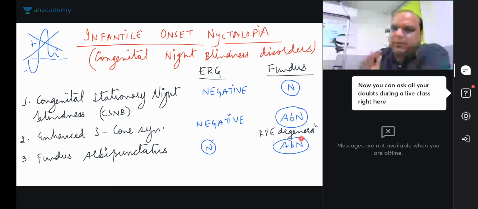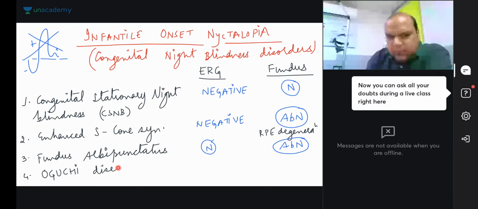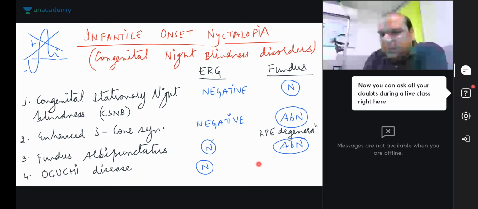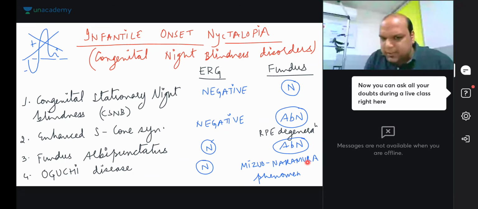What abnormality? Not important. Not going into the detail. Okay. Number 4, Oguchi disease. In Oguchi disease, again, the ERG is normal, but the fundus shows a characteristic phenomenon which is called the Mizuo-Nakamura phenomenon. This has been asked, I think, twice or thrice, this question: Mizuo-Nakamura phenomenon. Okay, everybody. So the ERG is normal, but the fundus is abnormal, and it shows Mizuo-Nakamura phenomenon.